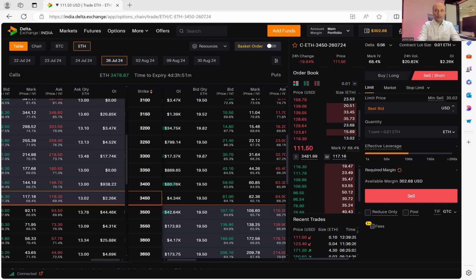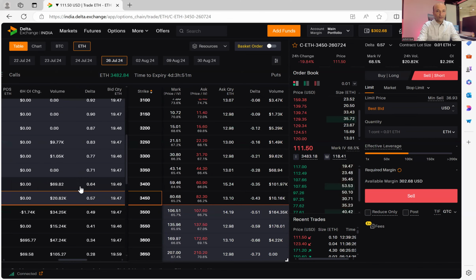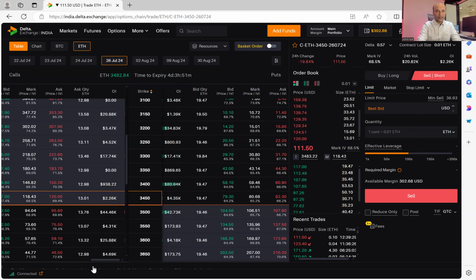And if you look at the overall movement, then if I go on the call side, if I want to short the call side and I check here, I can clearly see the 3600 call.